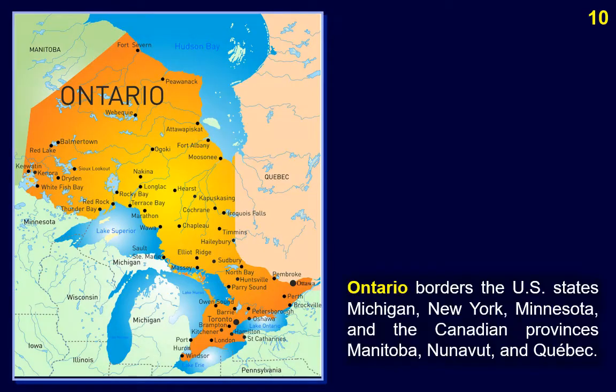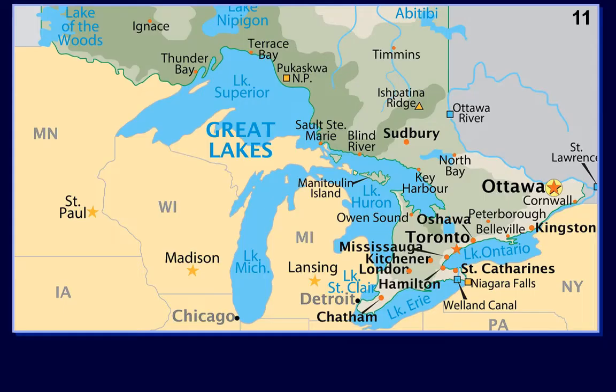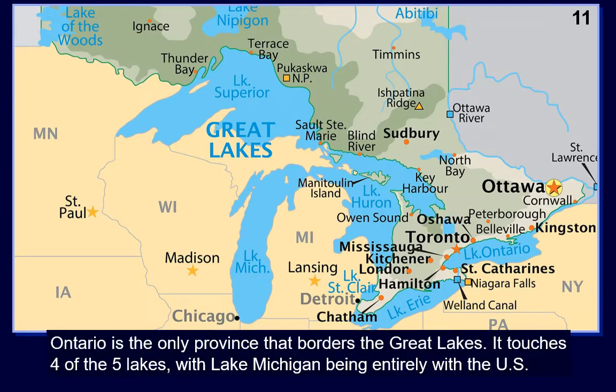Ontario borders the U.S. states Michigan, New York, Minnesota, and the Canadian provinces Manitoba, Nunavut, and Quebec. Ontario is the only province that borders the Great Lakes. It touches 4 of the 5 lakes, with Lake Michigan being entirely within the U.S.